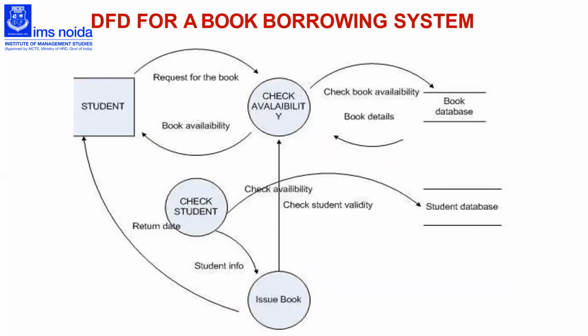Data flow for a book borrowing system. This is one of the DFDs for book borrowing system. If we are issuing the book from the library, student is the external entity, check availability is the process, check student is the process. We will check whether this particular student is part of the student database or not. Then we will issue the book and check the book availability from the book database.